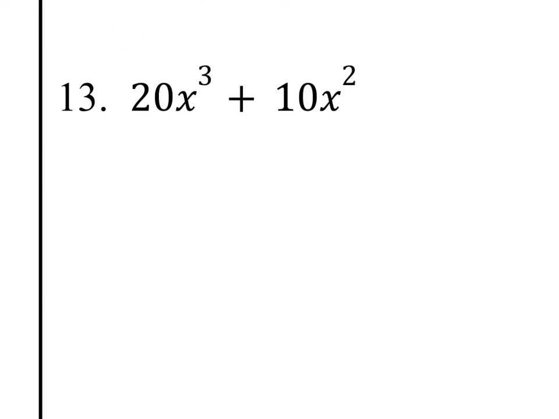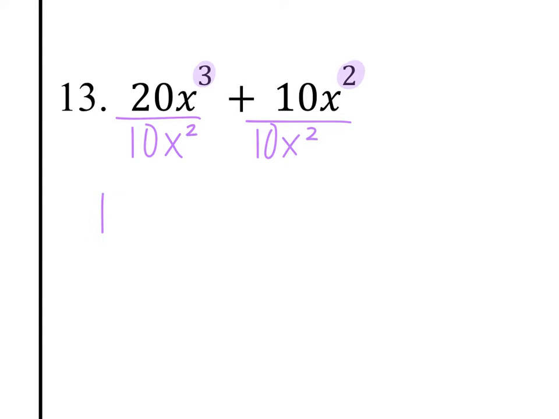Number 13, I do not have 3 terms, I only have 2 terms. So I just need to look and see what is the biggest or the greatest common factor that I can take out of 20x to the third and 10x to the second. Well, I can take out a 10 for sure. And then how many x's can I take out from both? I'm always going to look at the lowest exponent. So I can take for sure 2 out. So take out x to the second.